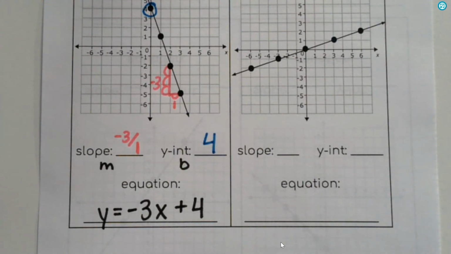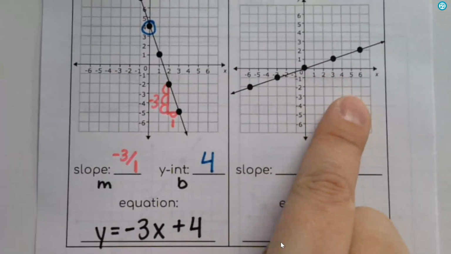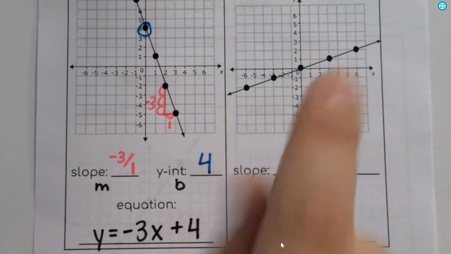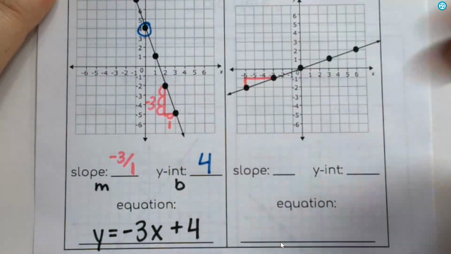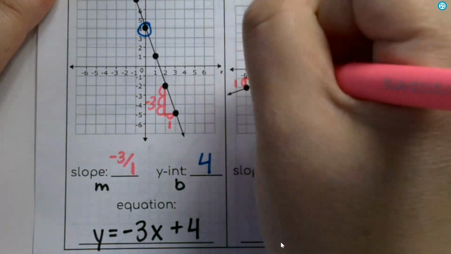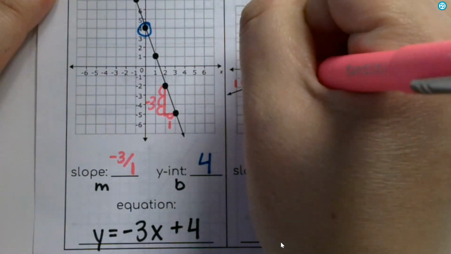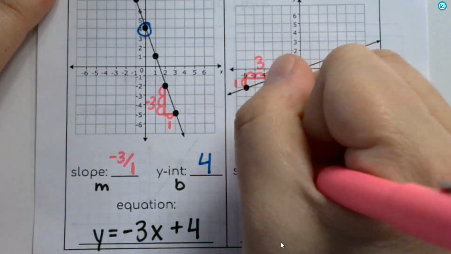Okay, does my next one have a positive or negative slope? Positive. So as I'm going from left to right, I'm going up. So if this one's negative, this one's definitely got to be positive. So I'm going to count between here and here. My rise is 1. I'm just going up 1. And my run is 1, 2, 3. So my slope, my rise over run, is 1/3.